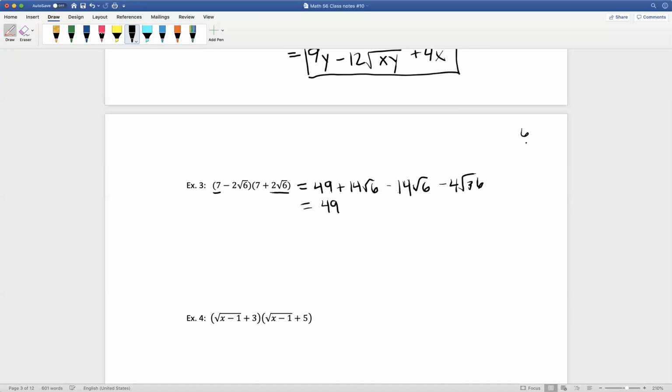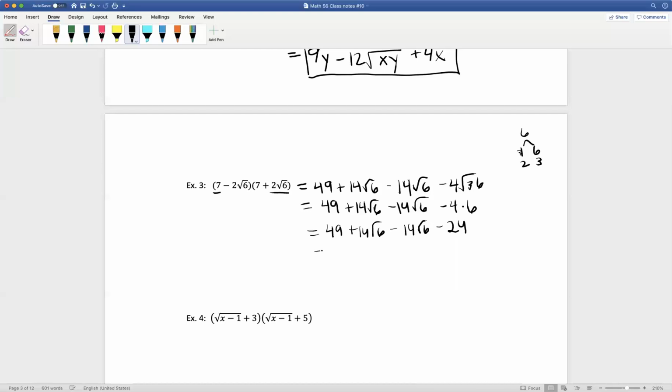Square root of 6, if you think of factors of 6, just 1 and 6 and 3 and 2. None of those are perfect squares, so we're going to leave that alone. We're going to call that plus 14 square root of 6. Same thing with this guy, minus 14 square root of 6. We can't do anything to simplify that. Minus 4 times, now the square root of 36, that's a perfect square, and we're going to call that minus 4 times 6.